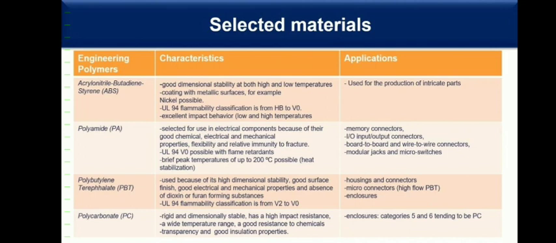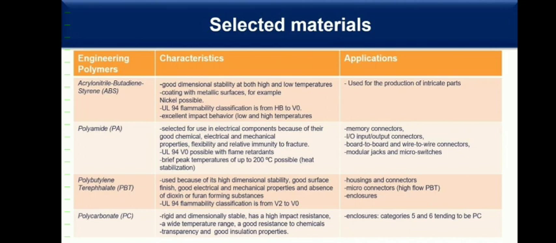Here we also have good dimensional stability at both high and low temperatures. ABS can be coated with metals, for example nickel. We have the UL94 classification ranging from HB to V0, and also excellent impact behavior. A use case example is in intricate parts, for example.